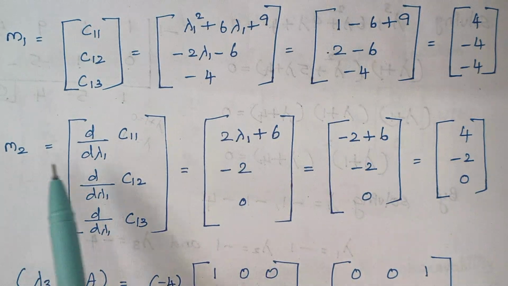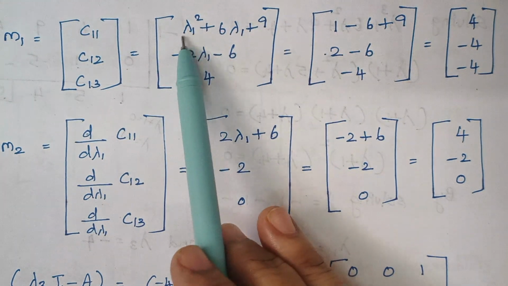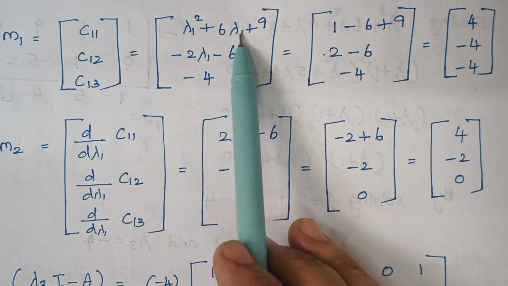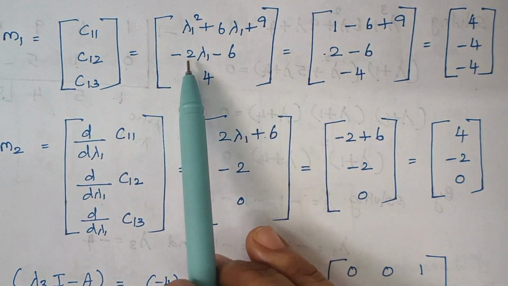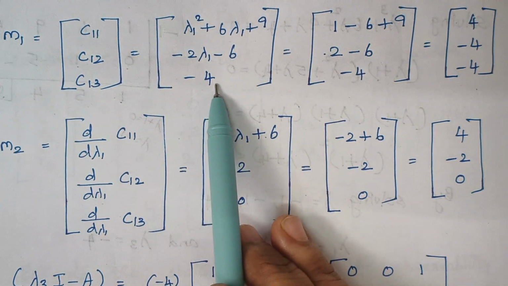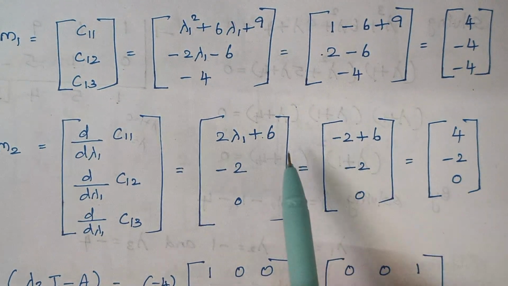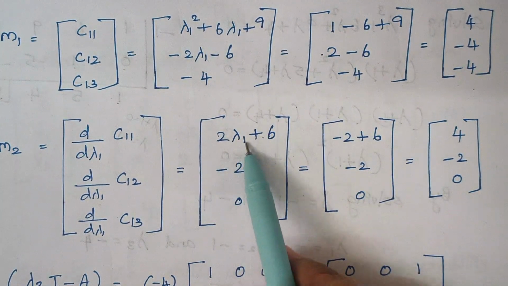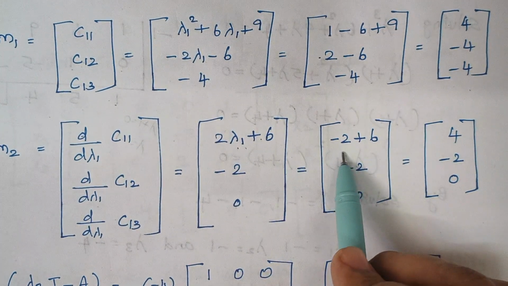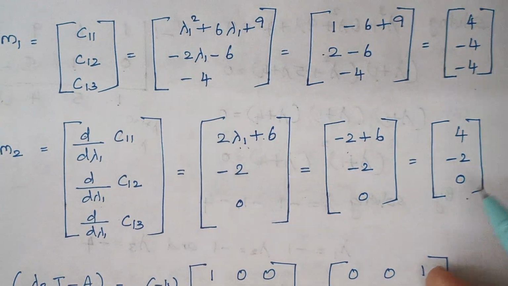And the next step is to consider M2. M2 is nothing but the differentiation of these cofactors, right? When you differentiate this expression, lambda 1 square becomes 2 lambda 1, and 6 lambda 1 becomes plus 6. And minus 2 lambda 1 becomes minus 2, and 6 becomes 0. And here it is a constant. Whenever a constant is differentiated, the answer is 0, right? Again, when you substitute the value of lambda 1 as minus 1, 2 into minus 1 becomes minus 2 plus 6. Once you solve, we get a matrix like this, right?